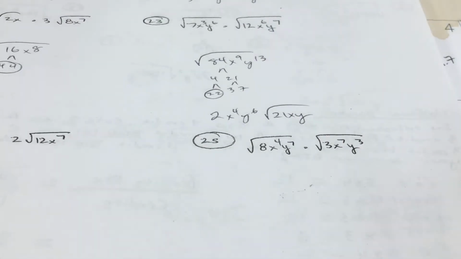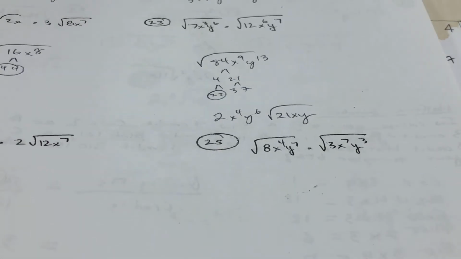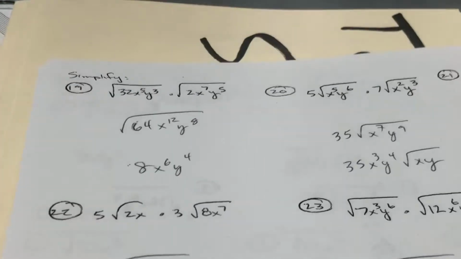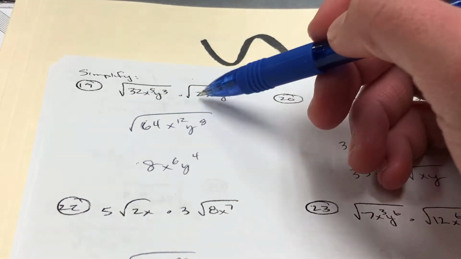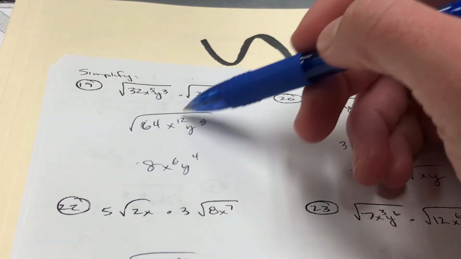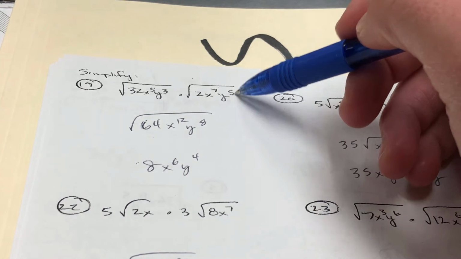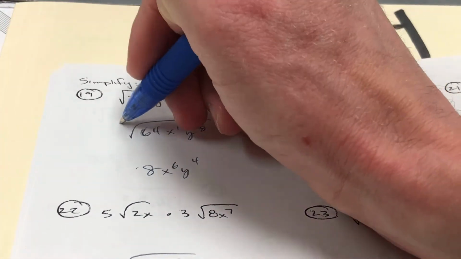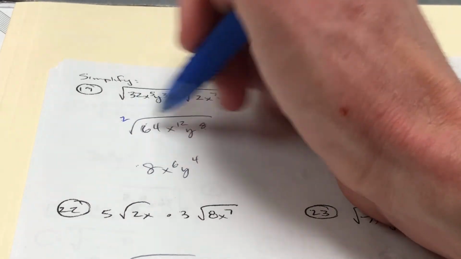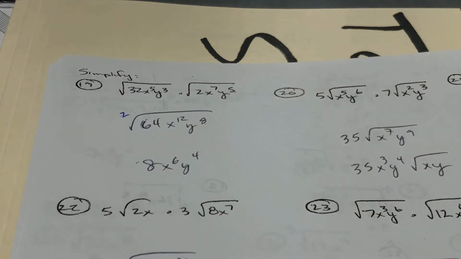And more in the hashtag game. I think this is more notes here. So what we can do on 19 here is multiply on the inside. 32 and 2, 64. X to the, add the exponents, 12. Y to the, add the exponents. The square root of 64 is 8. This 2 goes into 12 6 times. This 2 goes into 8 4 times. Clean jailbreak.